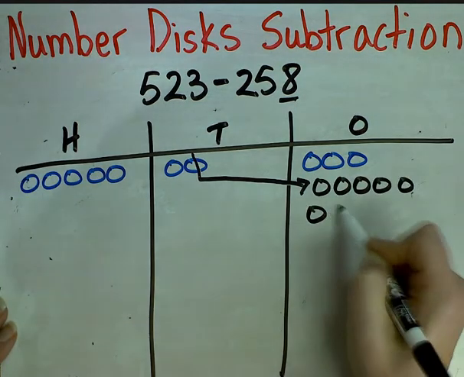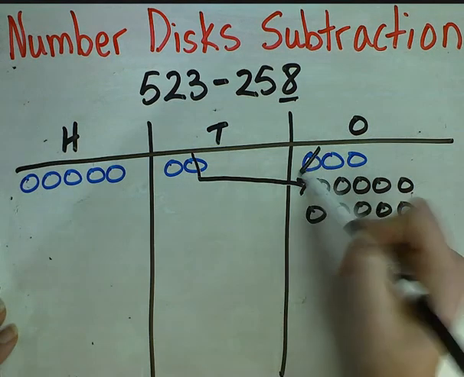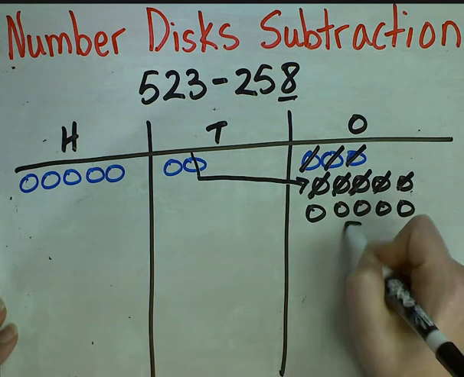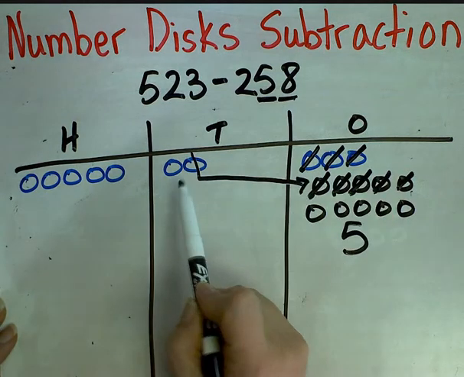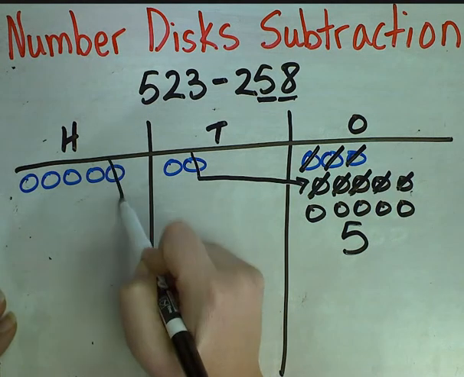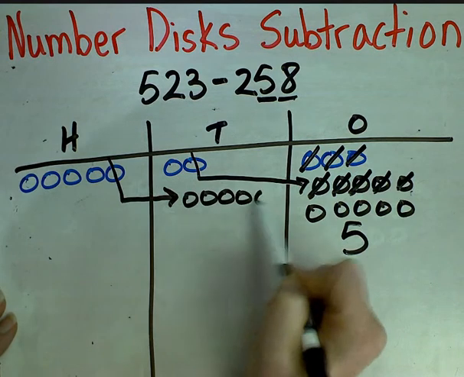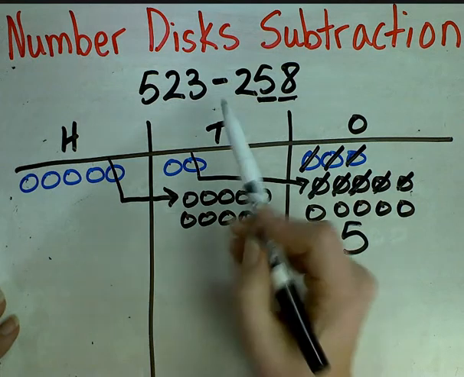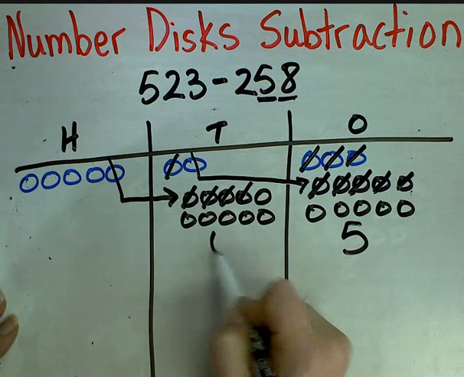So I'm going to draw all of those 10 ones. Now I can take away my 8. 1, 2, 3, 4, 5, 6, 7, 8. I'm left with 5. I'm going to look at my tens. I have to take 5 tens away. I only have 1 10, so I'm going to have to borrow from the hundreds. Again, I'm going to cross it off, draw my arrow over, and we know that 10 tens is the same as 100. Now I can take away my 5 groups of 10. 1, 2, 3, 4, 5. I'm left with 6 groups of 10.